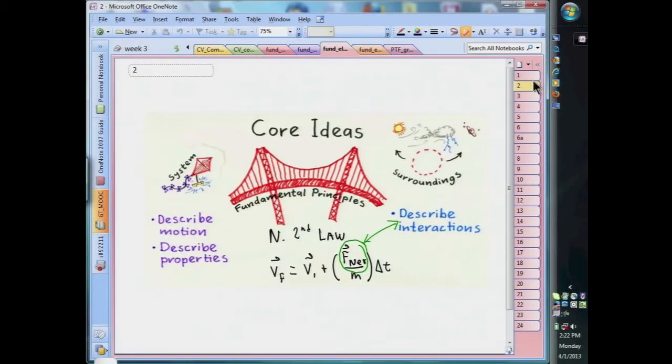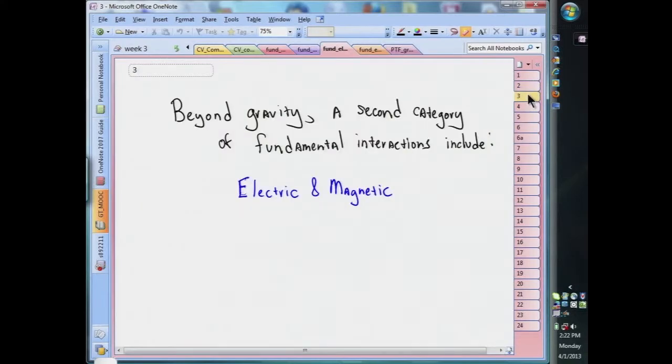Let's add another fundamental interaction to the list that we can describe and use to predict motion using Newton's second law. Beyond gravity, there's a second major category of fundamental interactions that includes electric and magnetic interactions, the strong interaction, which causes protons and neutrons to stick together in atomic nuclei, as well as the weak interaction, which plays a role in certain processes such as the decay of free neutrons.